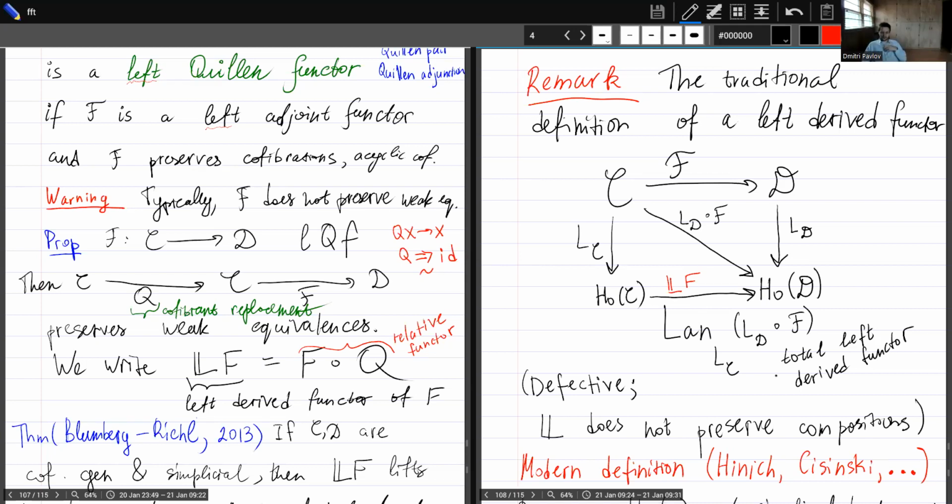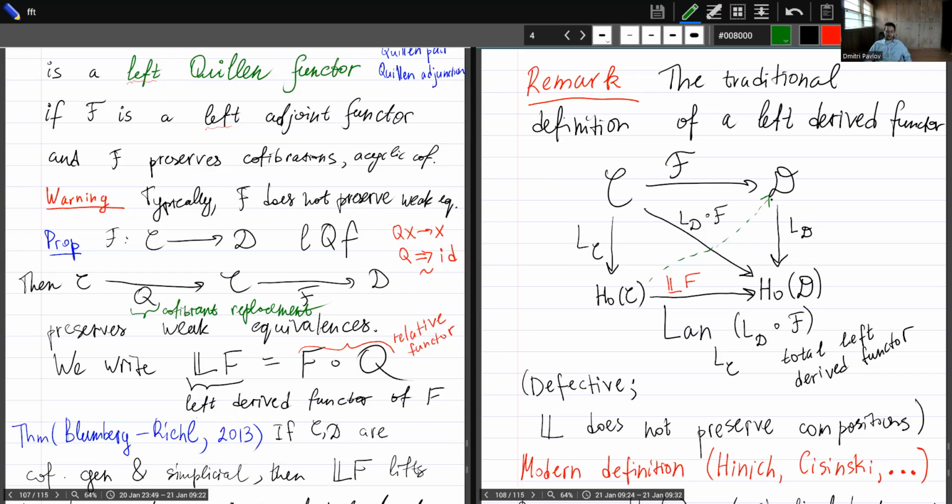Yes, as I said, the total left derived functor will be a Kan extension. You can also say that there would be variants of this definition where you would get a functor from the homotopy category directly to D, for example. Again, it really depends on the definition you pick. One such definition can be found in Riehl's book, but it will have the same problem and the same defects.